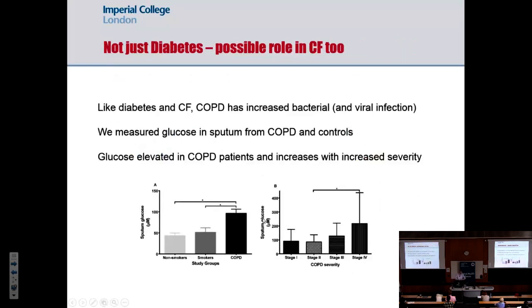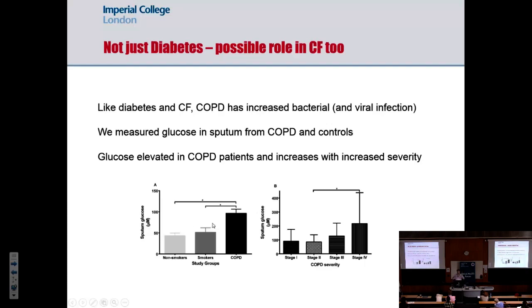The final bit is just to demonstrate where we're going forward. It's not only diabetes that this has a role in. Like in diabetes, COPD patients have increased bacterial and viral infections. And if we measure the glucose in the sputum from COPD patients or controls, we see that even compared to age-matched smokers, you're getting a significant increase in the sputum.